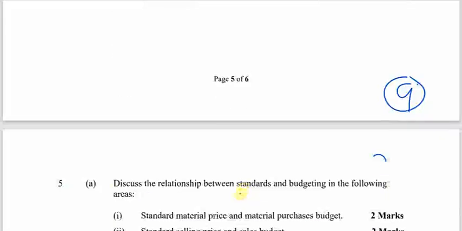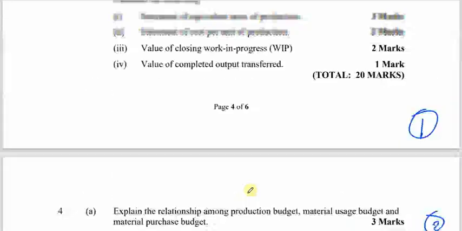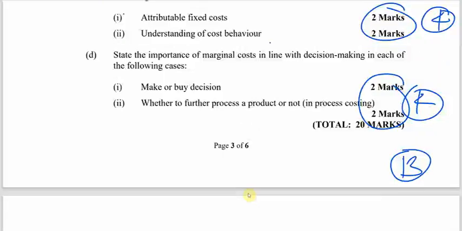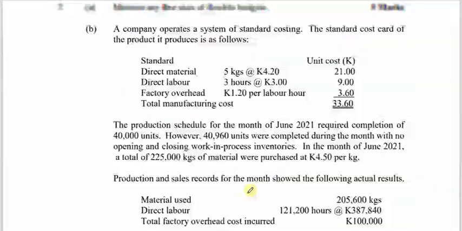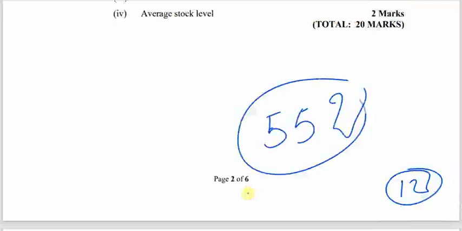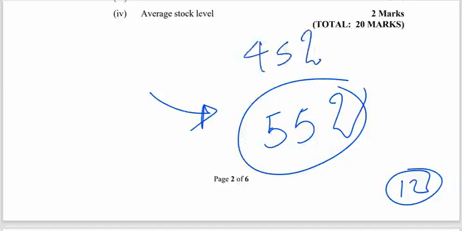So let's now calculate. You have 20 plus 9, that's 29, plus 1, that's 30, plus 13, that's 43, plus another 12, that's 55. You can see that 55% of the exam was theory. That means 45 was what? Computation. That's why I'm saying that you should leverage this to your advantage.